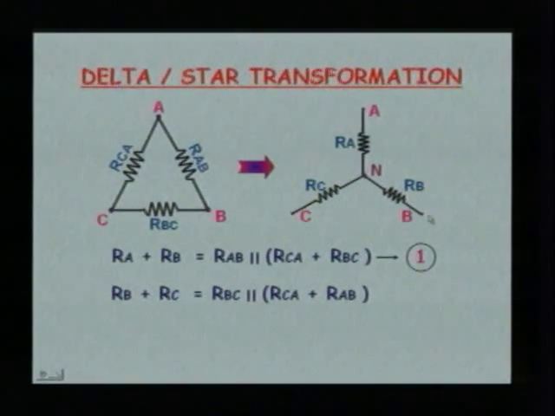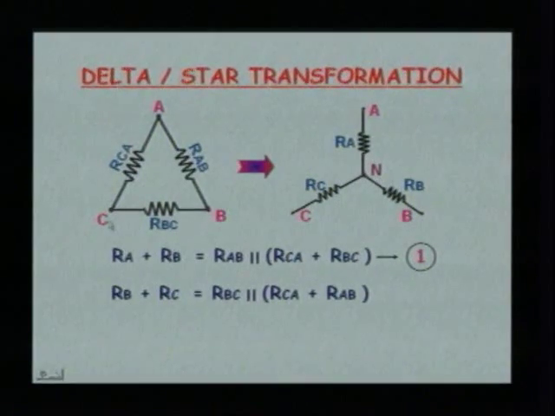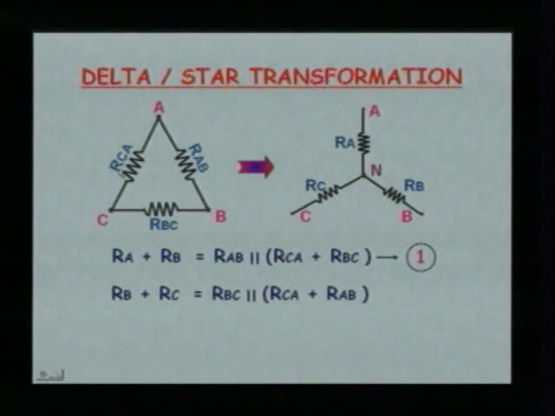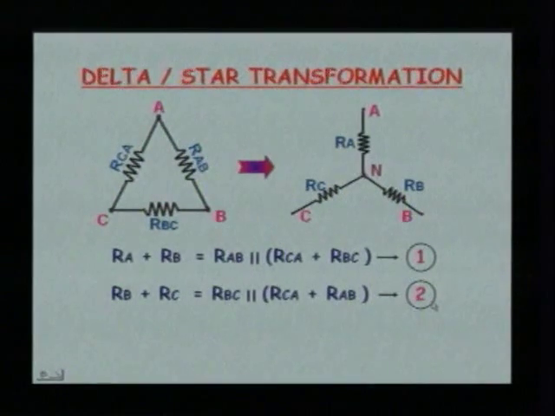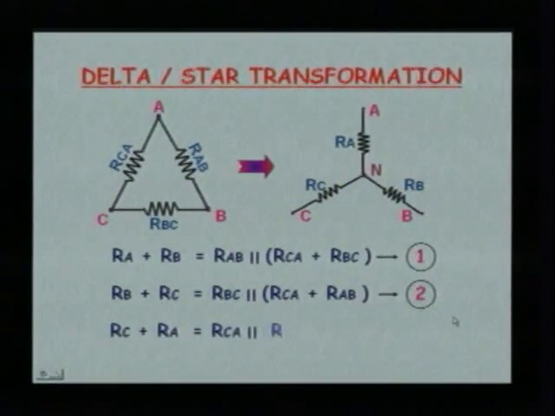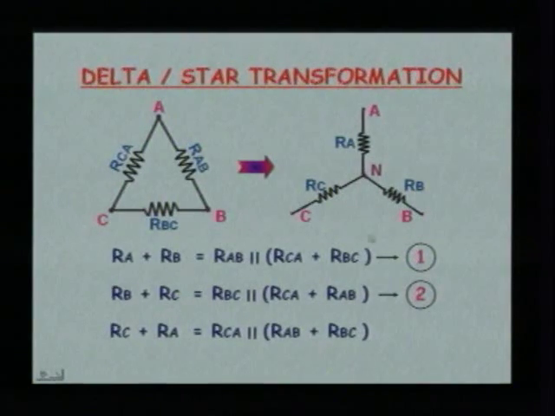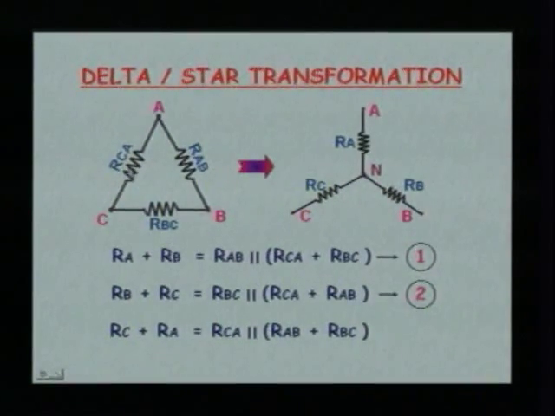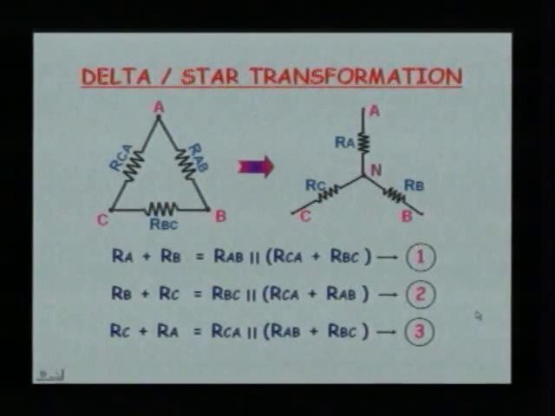We can write down for BC. Between BC we have got RB plus RC. Here we have got RBC in parallel with RAB plus RCA. Likewise, we have got the other equation. Let us write down this as the second equation. We have got the other equation, that is RC plus RA is equal to RCA in parallel with RAB plus RBC. Let us indicate this as the third equation.